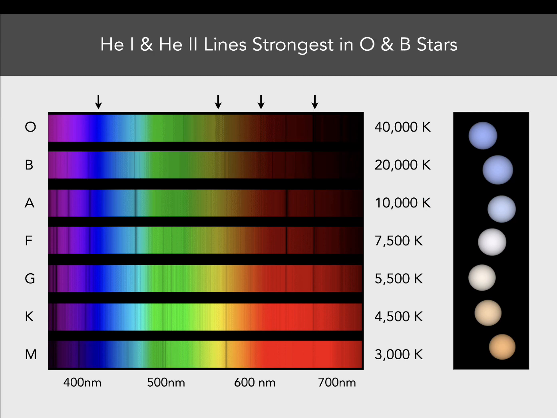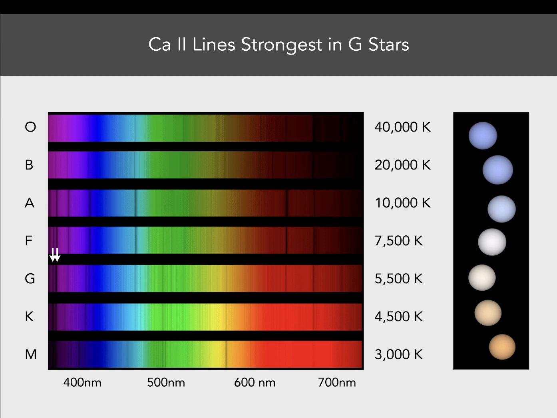Neutral and ionized helium lines show up strongest in O and B stars. Calcium-2 lines show up strongest in G stars, so G stars like our sun. There's a pair of these lines out in the violet part of the spectrum that are very distinctive in G stars. And neutral sodium lines show up in K and M stars and weakly in G stars.